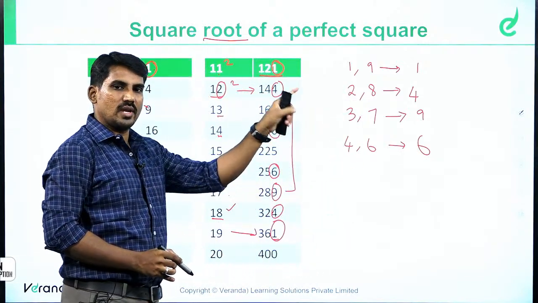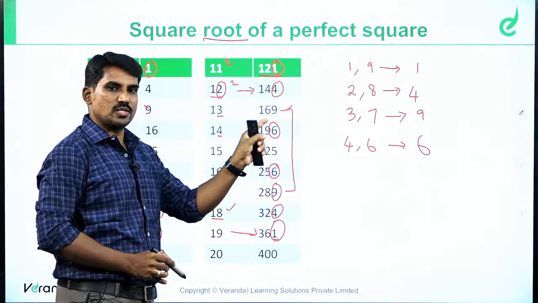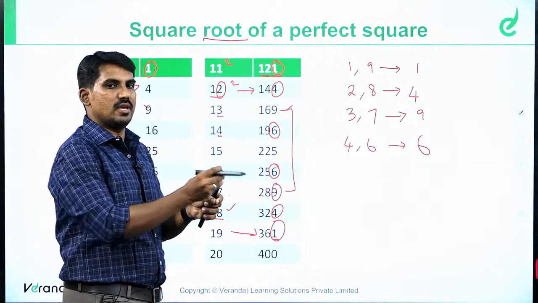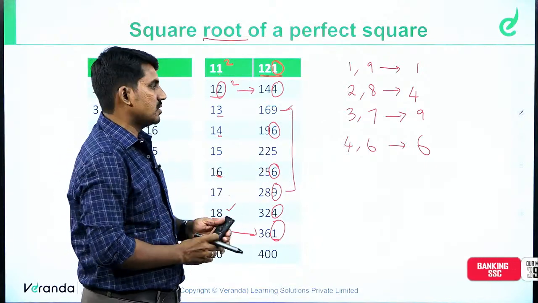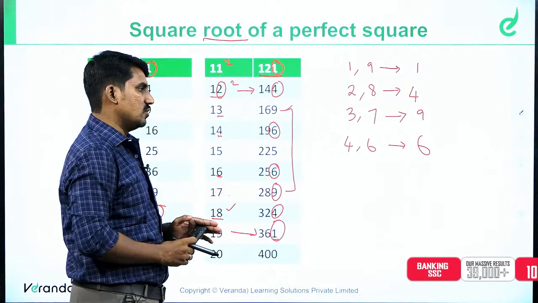1 and 9 means the square ends with 1. 2 and 8 means the square ends with 4. If the last digit of a number is 3 and 7, the square ends with 9. If the last digit of a number is 4 and 6, the last digit of the square will be 6.